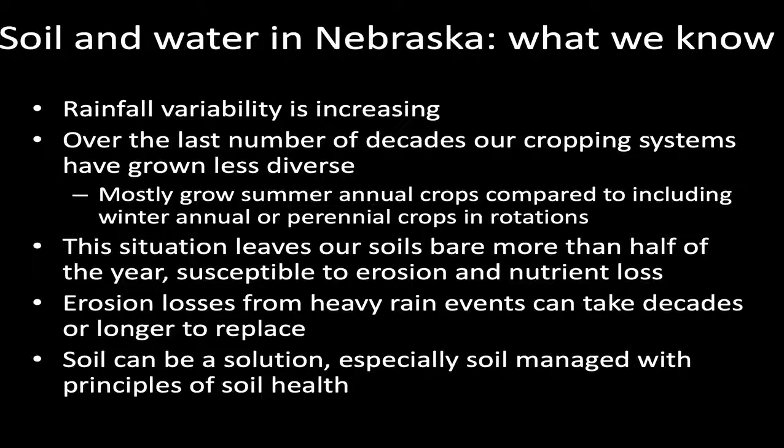And we also know, as has been discussed a few times in the last hour, that over the last several decades, as we've seen an increase in rainfall variability, we've also seen a change in our cropping system. So we've lost diversity in our cropping system, right? I'm mostly speaking from the eastern Nebraska side of things, where we predominantly are growing corn and soybean, right? Those are summer annual crops that we plant in the spring, harvest in the fall, that are really only growing, taking up nutrients and using water for part of the year, as compared to when we formerly had more winter annual crops or perennial crops in our rotations that were using water and nutrients at different times of the year, right? So what does that leave us with?